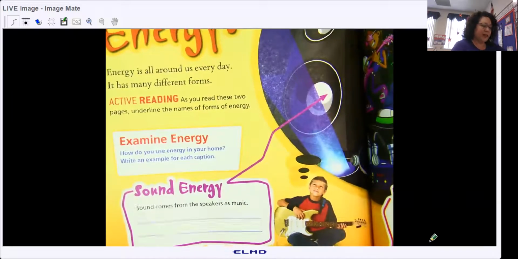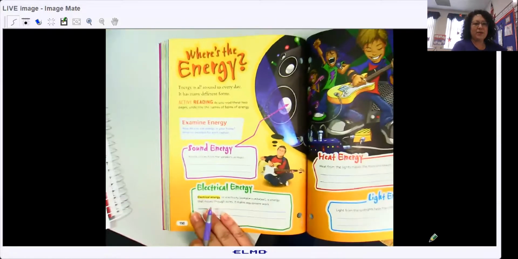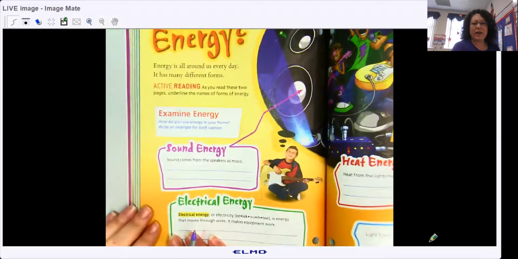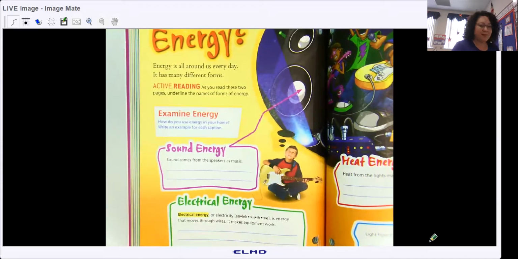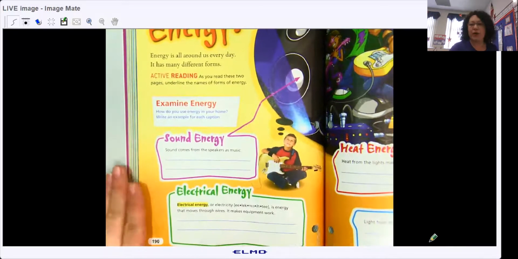Where's the energy? Energy is all around us. Every day, it has many different forms. How can you use energy in your home? Write an example for each caption. Okay, so we're going to do this together because tomorrow you're going to do something on your own.